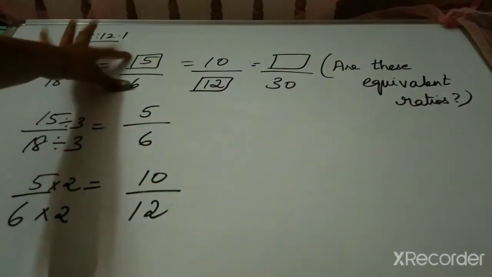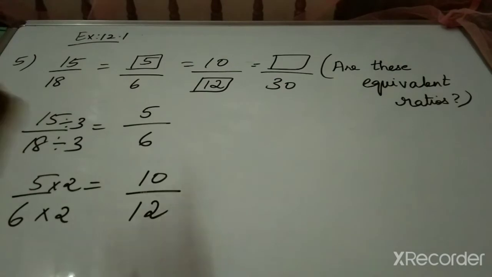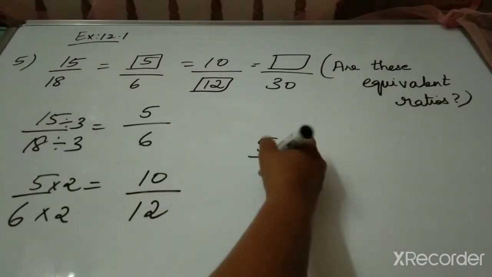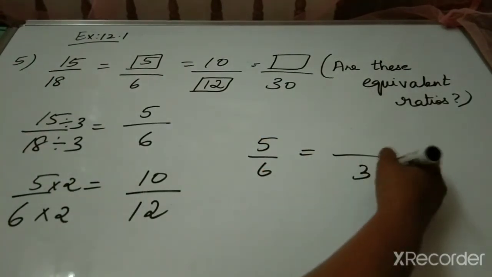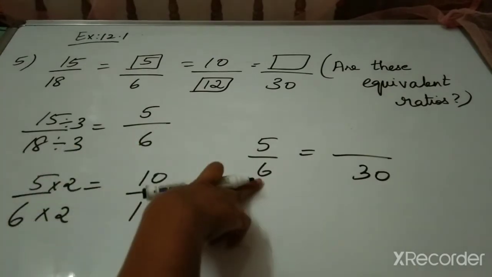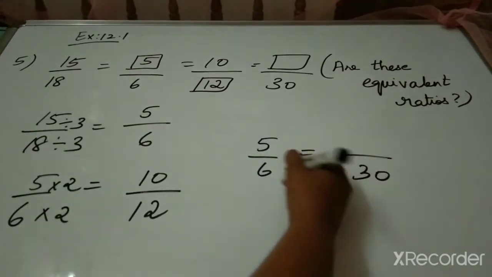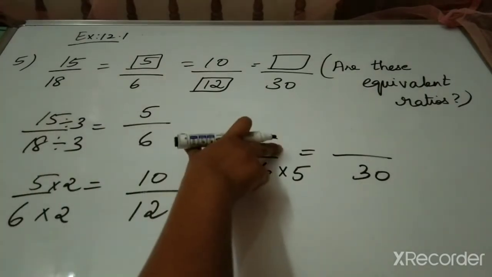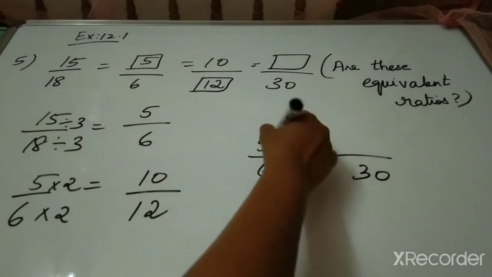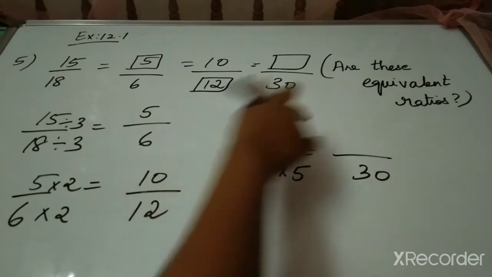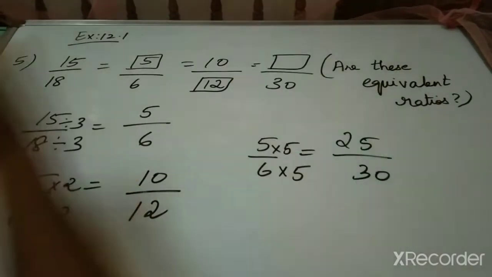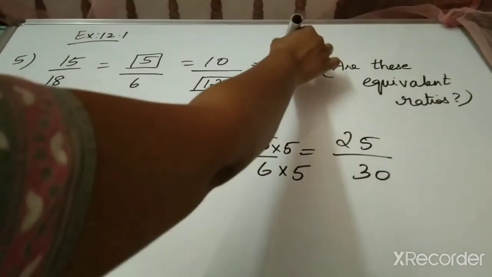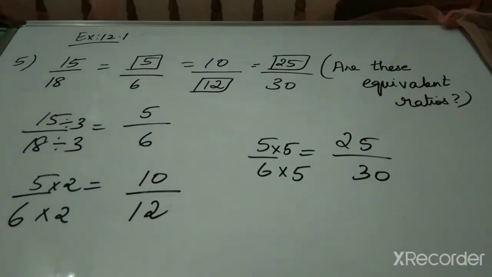Now 5 divided by 6, and you have 30 in the denominator. Now 6 into what is 30? 6 into 5 is 30. So the numerator also we have to multiply by 5. 5 5s are 25. Okay children, so here your value is 25.